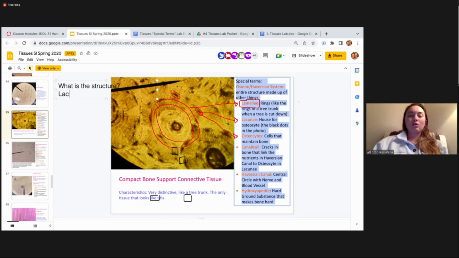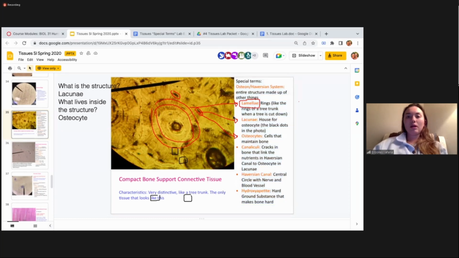And you would say lacuna, and then maybe you would say what lives inside the structure, and you would say osteocyte. Does that make sense? If it's pointing to the black circle, the black little structure, you would say lacuna, and then what lives inside is the osteocyte.